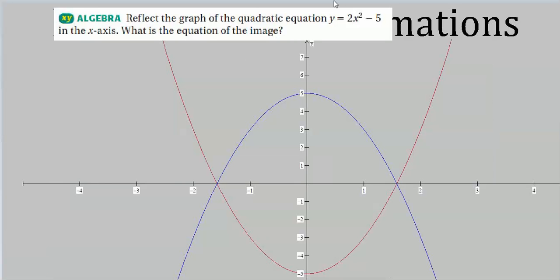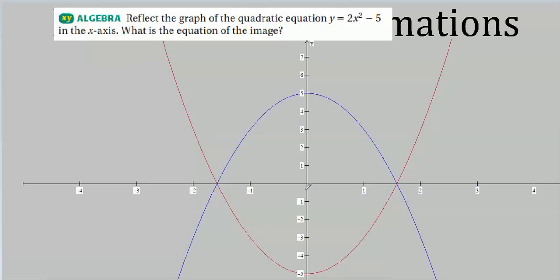Well, as I said earlier, one of the most important applications of transformations is transforming functions. And here they ask us to do exactly that. First we graph 2x squared minus 5. That's the red line here. Notice this, the y-intercept is minus 5, which is what you'd expect: when x is 0, y is minus 5.